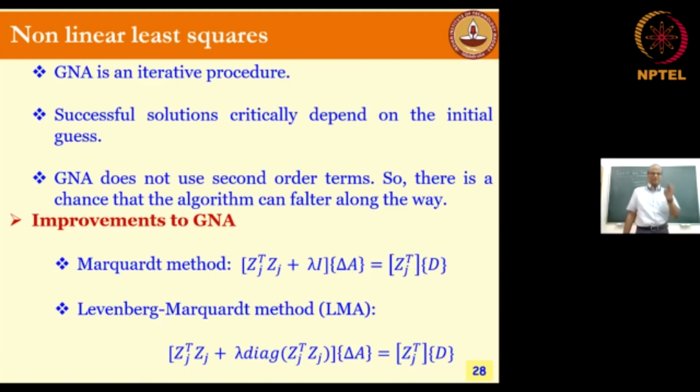The improvements to GNA: some conditioning is required. So Z transpose Z plus lambda of identity matrix operating on delta, the right side is the same. This was the modification proposed by Marquardt. Levenberg said that instead of taking lambda of identity matrix, take lambda of the diagonal of Z transpose Z operating on this. So one thing is you can start with the first iteration of GNA, then switch to Marquardt or Levenberg-Marquardt in the second, or you can start with GNA itself. Whatever it is, GNA, MA, LMA, you need initial guesses to proceed.